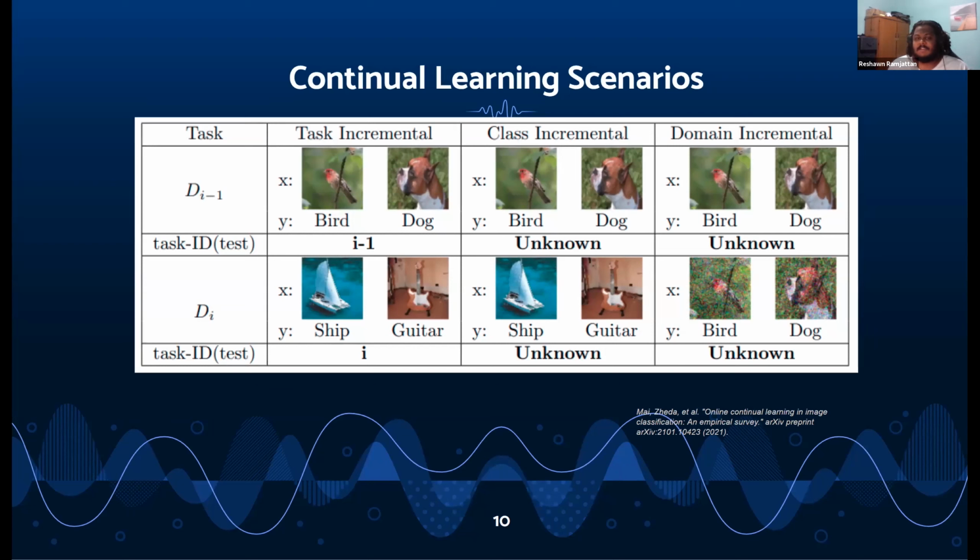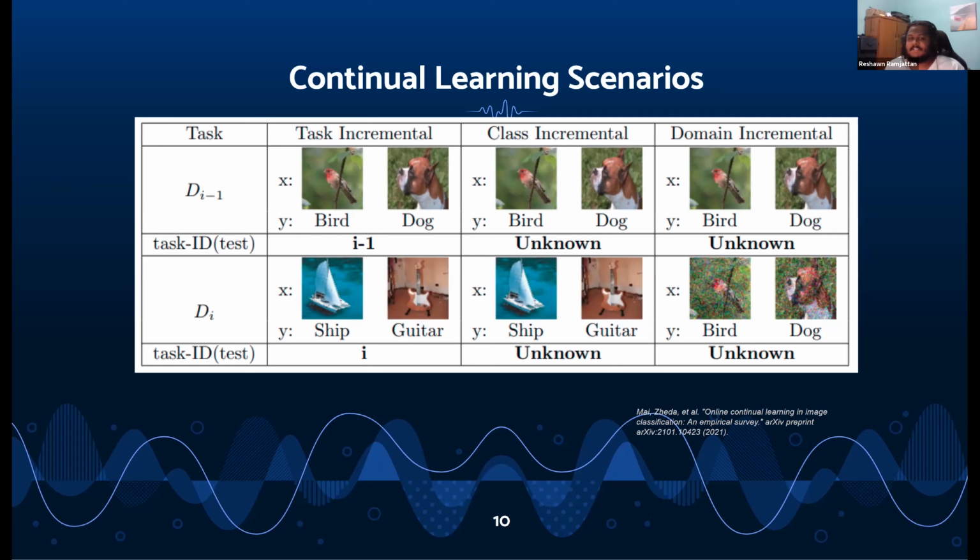Secondly, there's the class incremental scenario, where the task itself remains the same, like image classification, but new classes can be learned. And the main difference here is we no longer need these identifiers.